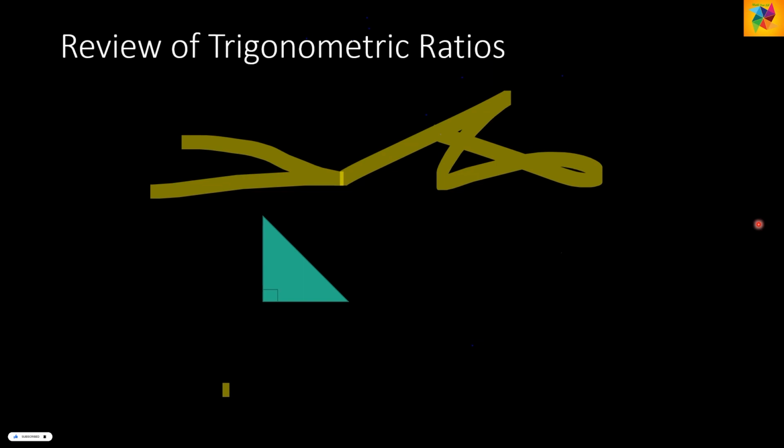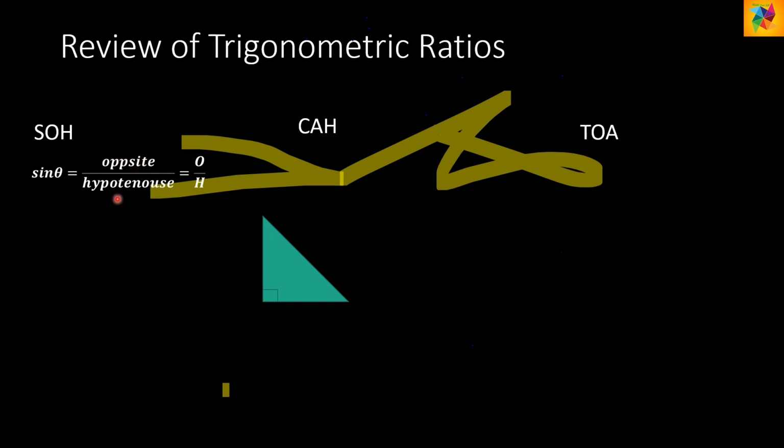This is a review of trigonometric ratios. We are going to use SOH CAH TOA. So S stands for sine, O stands for opposite, H stands for hypotenuse. Now you can abbreviate that by writing O divided by H.